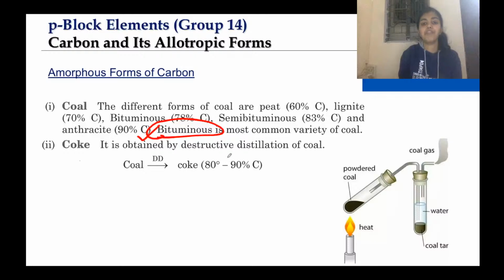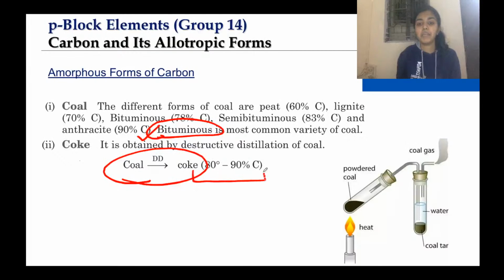Coke, again, if you do destructive distillation of coal, you will get what? Coke, which is 80 to 90% carbon, right? So here you can see that heat is being provided to powdered coal, right? And here if you pass water through it, coal tar will remain as the precipitate and coal gas will be evolved out.